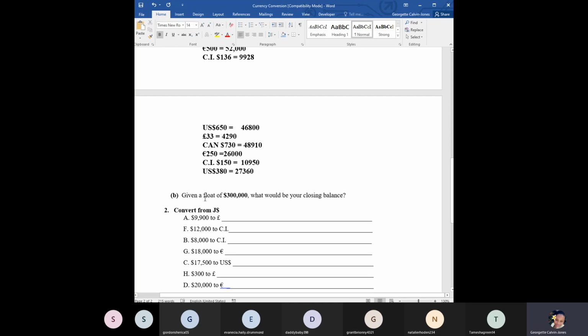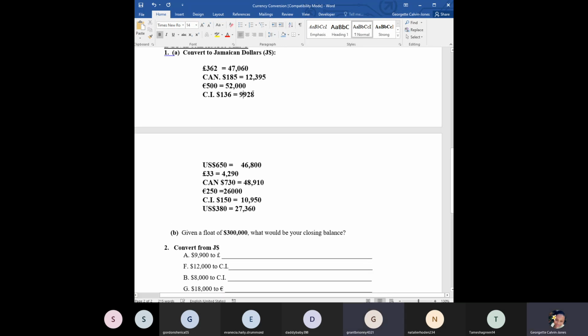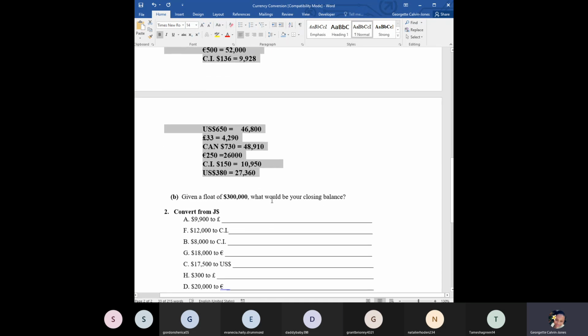All right, and it says, given a float of 300, what would your closing balance be? What is your closing balance? So how we work that part out? What do you have for your answer? Miss, you mean when you total all of the figures above? All right. Say, for example, you as a cashier, you get a float of 300,000 Jamaican. And throughout the day, you change all these. So when you add them up, what would your total be?